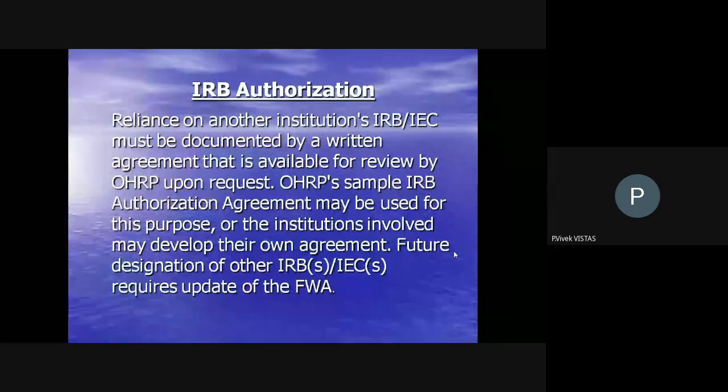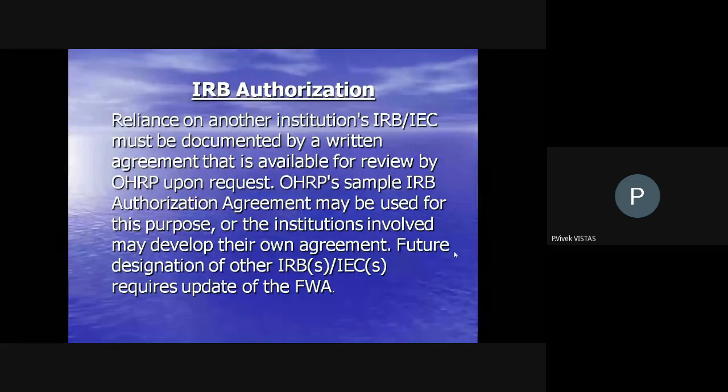Reliance on another institution's IRB or IEC must be documented by a written agreement that is available for review by OHRP upon request. So the two institutions should have the documentation. Whatever research is carried out under their approval, they should have written documentation. It will be reviewed by OHRP. They will come for inspection and verify the documents they have. The OHRP sample IRB authorization agreement may be used for this purpose. So if an IRB needs any authorization agreement, they can use the one from OHRP, their agreement process. Okay, that is what they are telling.